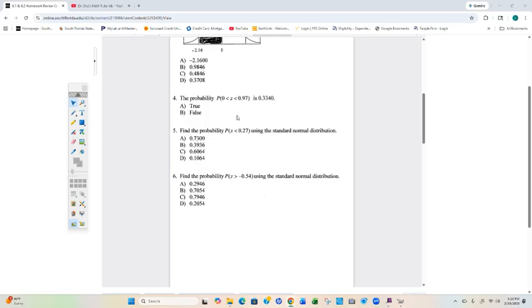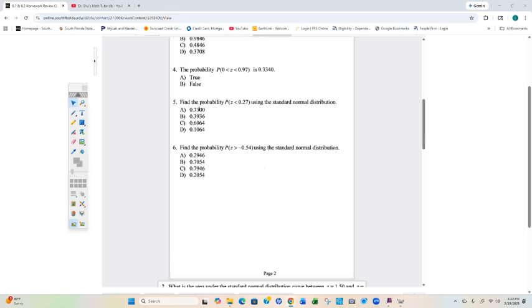Okay, the correct answer for this one is true. You want to look them both up and subtract them. 0.97 is 0.8340 minus 0 is 0.5. So you do 0.8340 minus 0.5 and you do get 0.3340. So the answer is true.